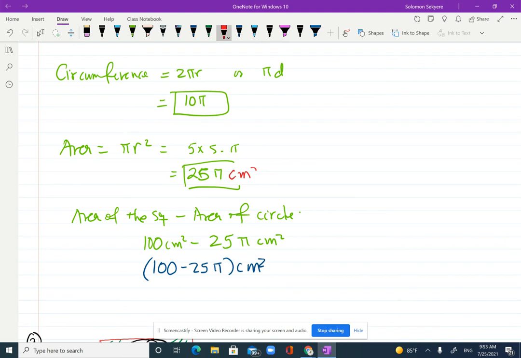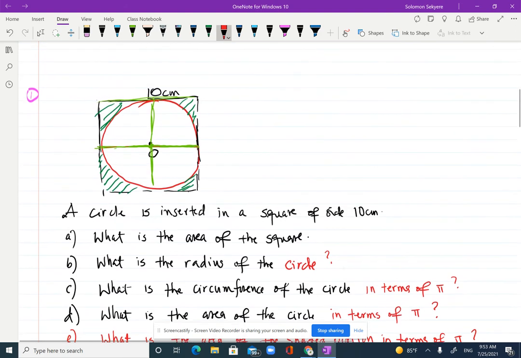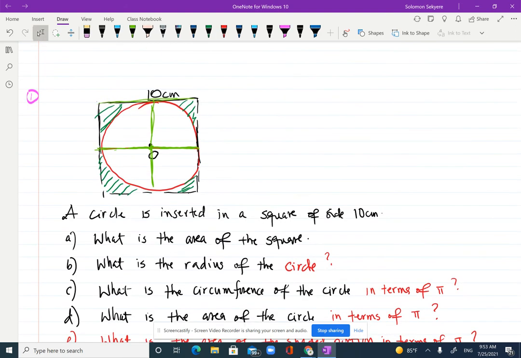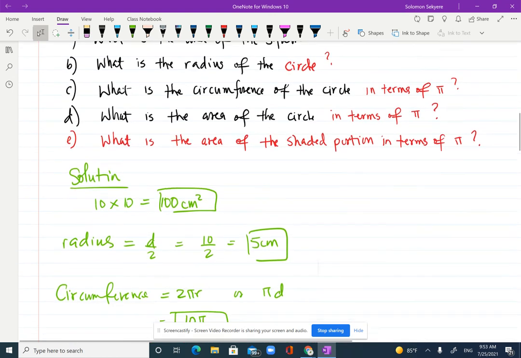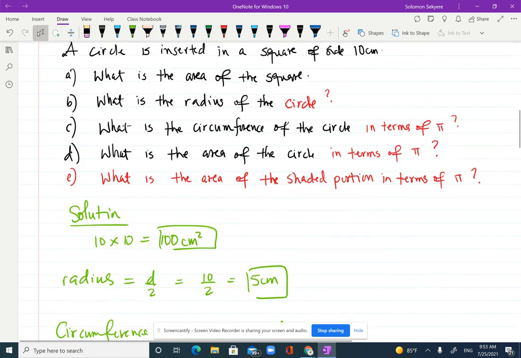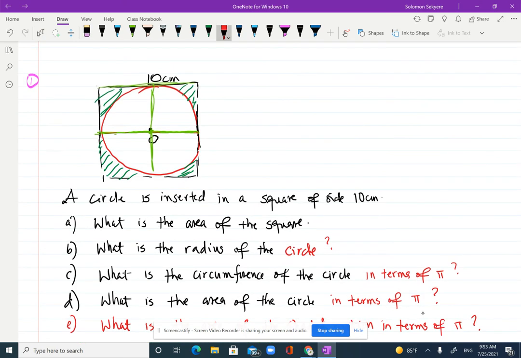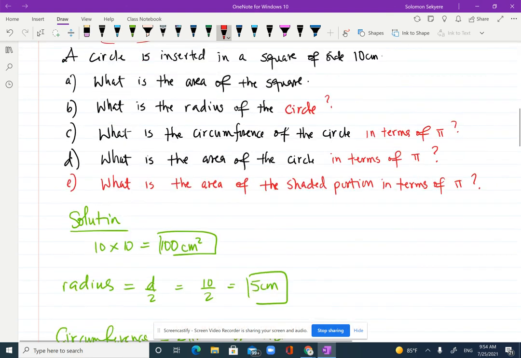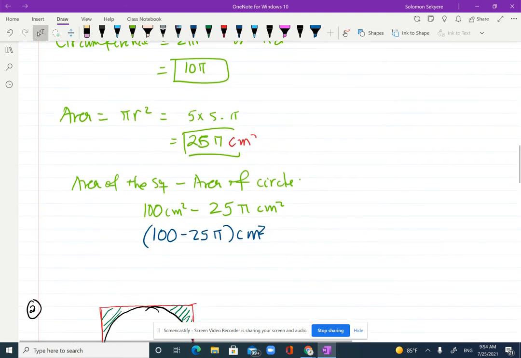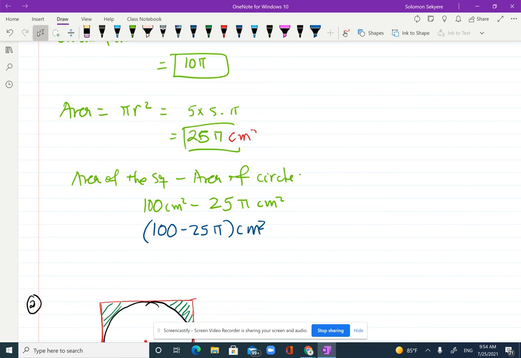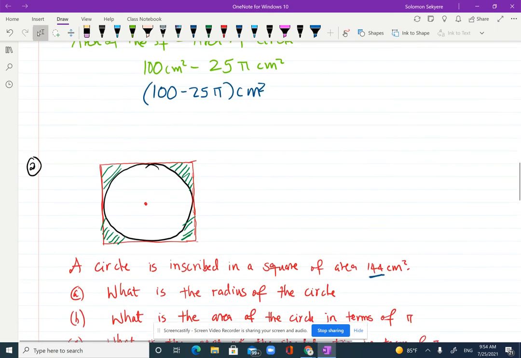And therefore, the area of the shaded portion: the circle is inscribed there, that means touching the square. And so you subtract the area of the circle, this area here, from the area of the square. That gives you what is left, the shaded portion. And there you go with your answer. It is 100 minus 25 pi centimeters squared.